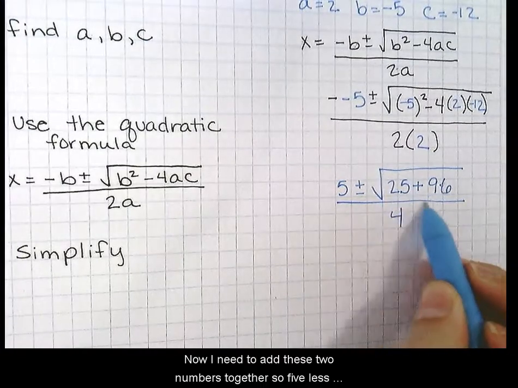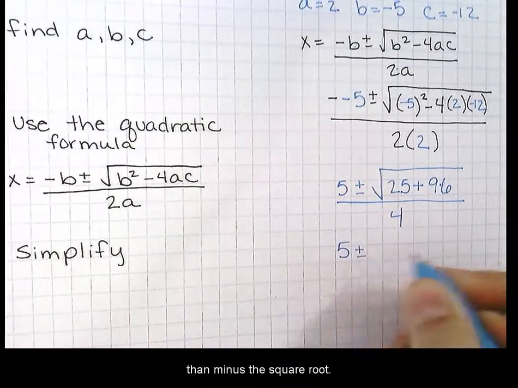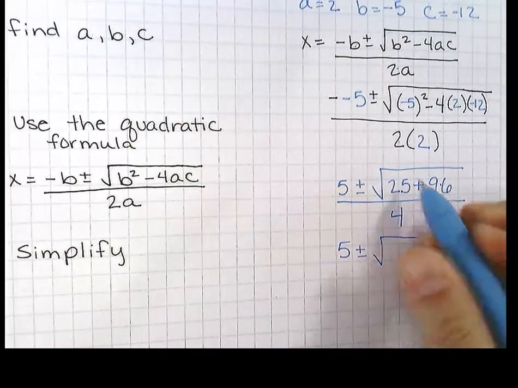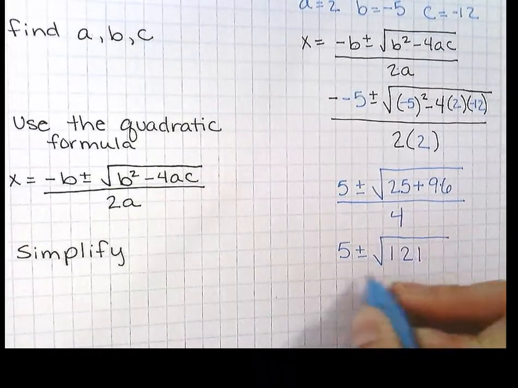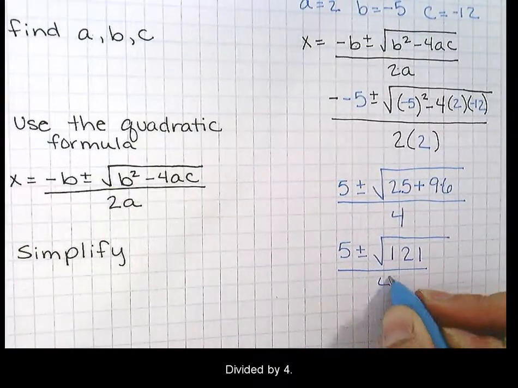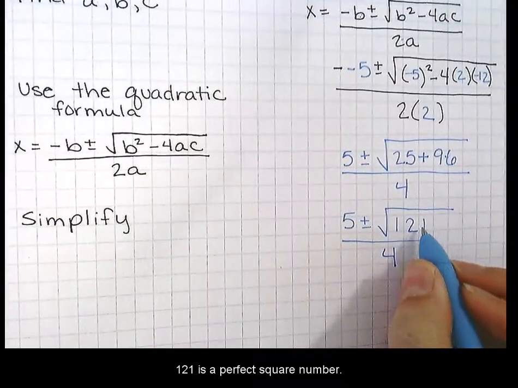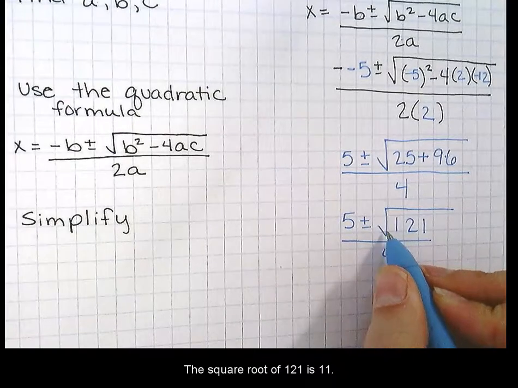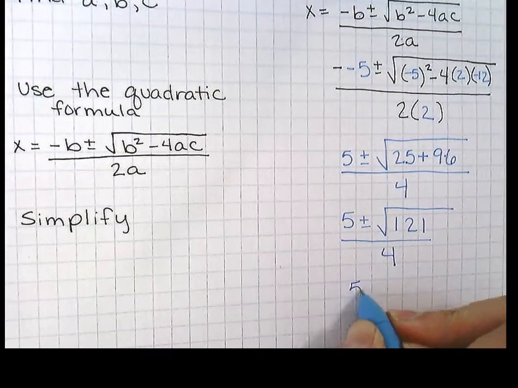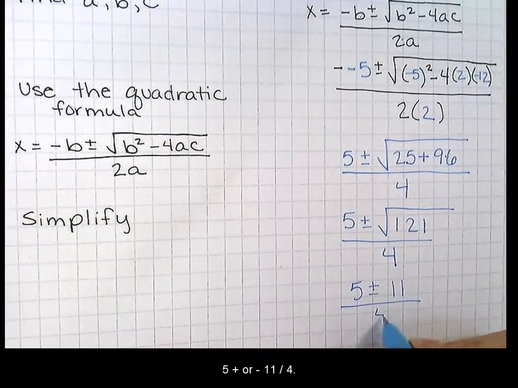Now I need to add these two numbers together. So 5 plus or minus the square root. 25 plus 96 is 121 divided by 4. 121 is a perfect square number. The square root of 121 is 11. So 5 plus or minus 11 divided by 4.